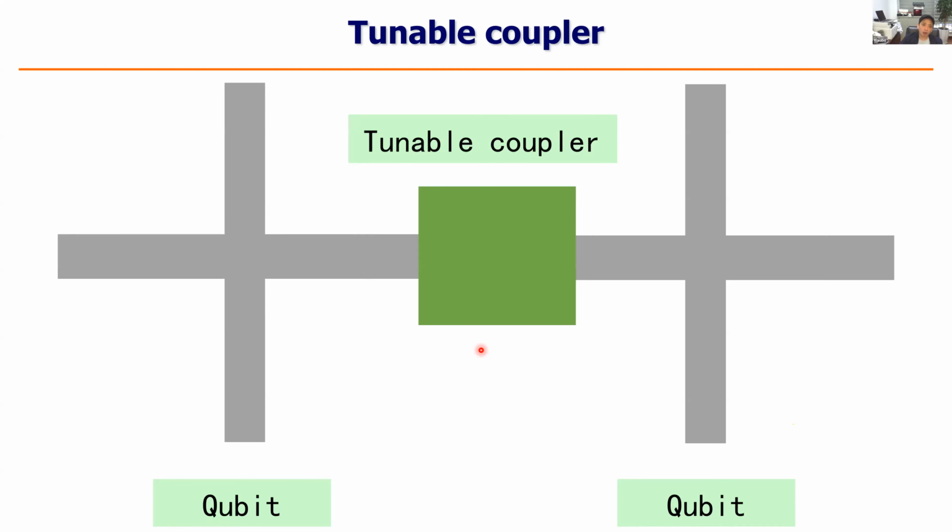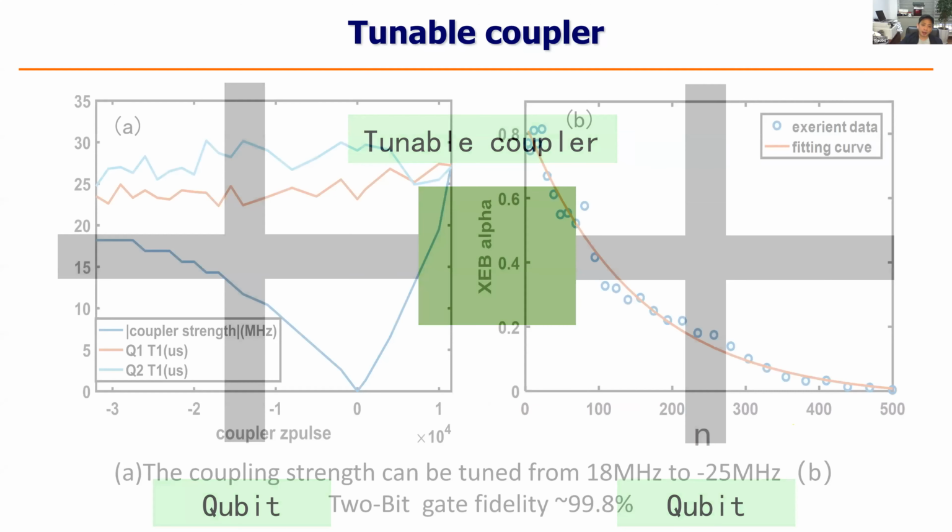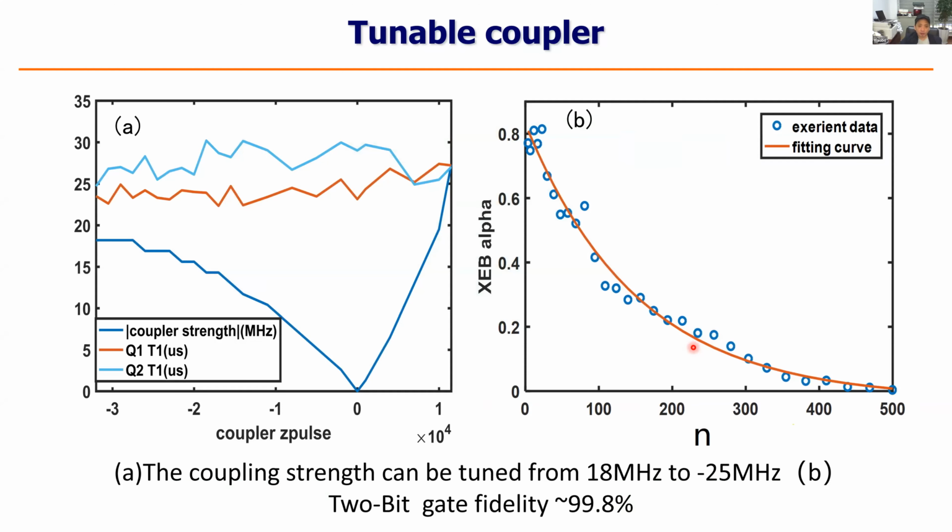So we developed the so-called tunable coupler technique. In this case, we can in situ tune on and tune off the coupling strength between two qubits. And this is done dynamically in a very short time, like several nanoseconds. So that means we can fully control the coupling strength between the two qubits. By this way, we can finally achieve a very good result.